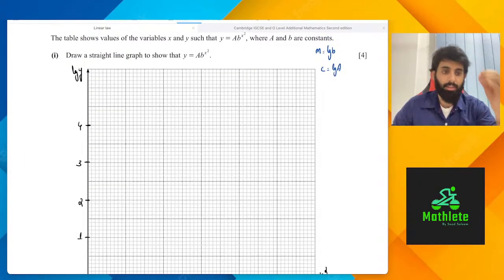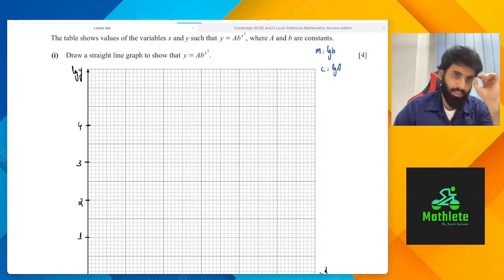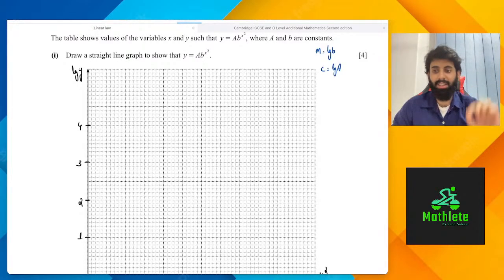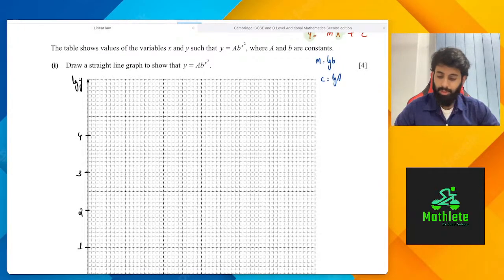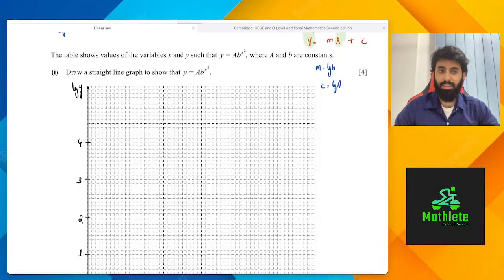Okay, so lg y against, no, lg b, remember lg b is the gradient, it's lg y against x squared. lg b is your gradient, because that's the coefficient of whatever it is that you have on the x-axis.